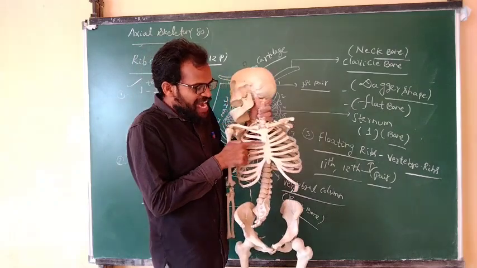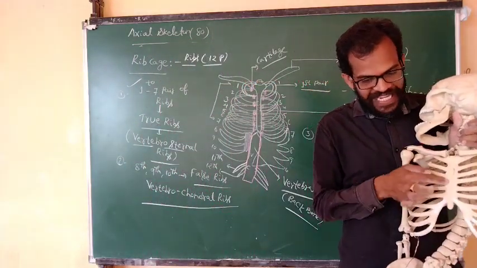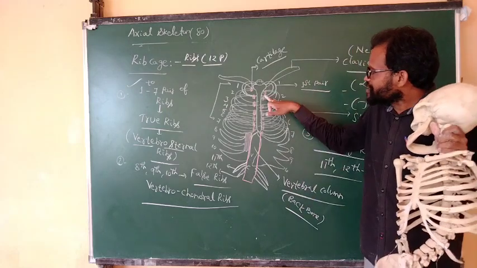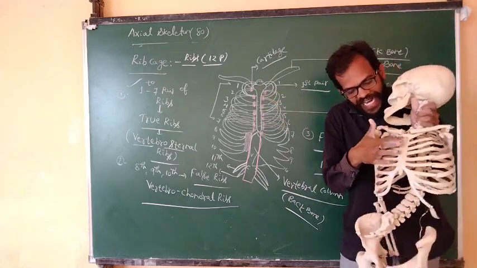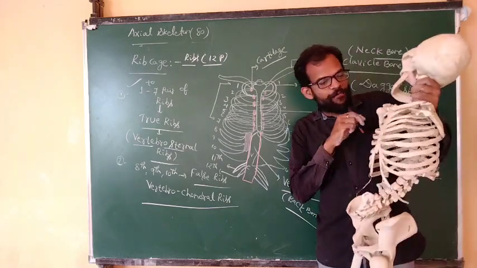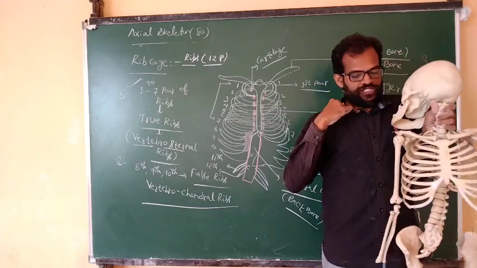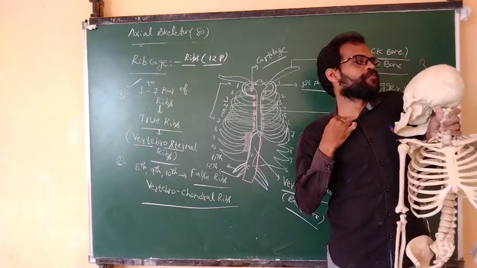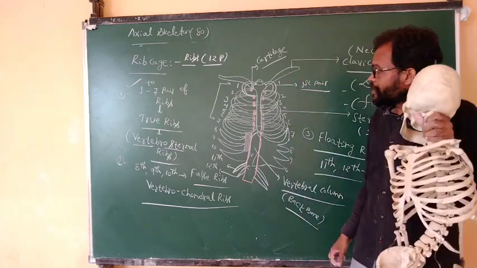See here. It is a flat bone. This flat bone indicates the sternum. Next one, this one indicates the clavicle bone. See here, clavicle bone. It is the neck bone here. Here the clavicle bones. Coming to the next one.